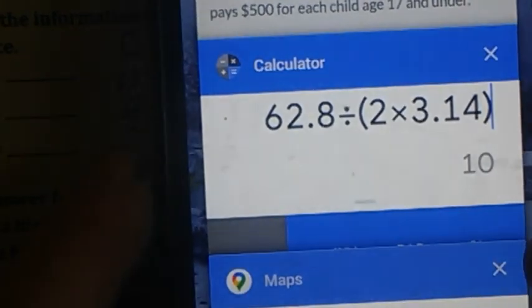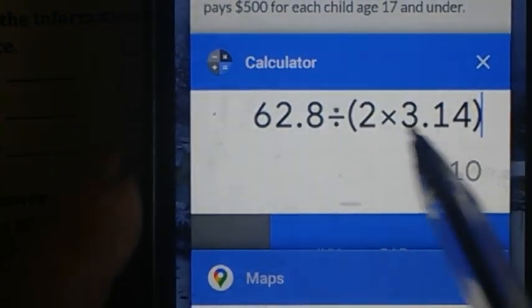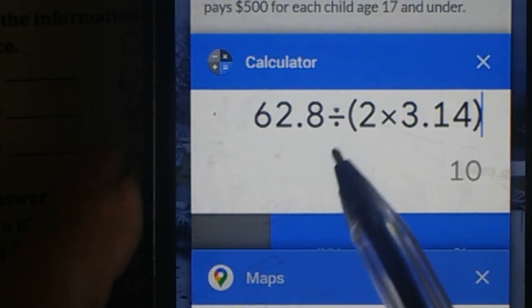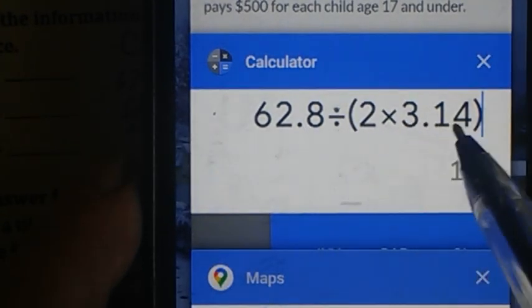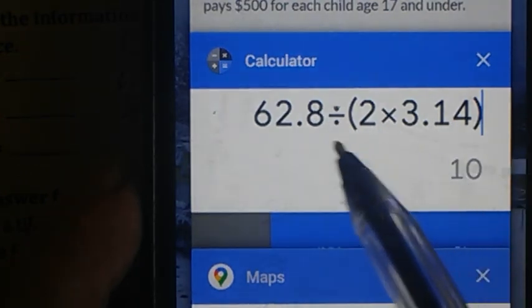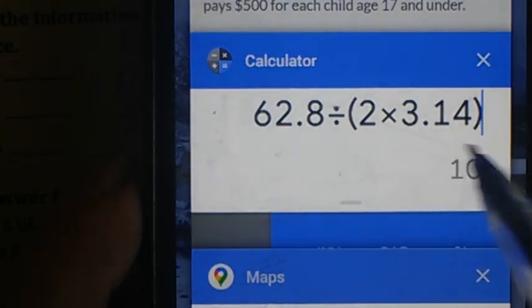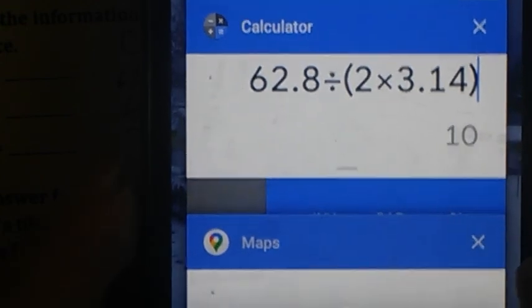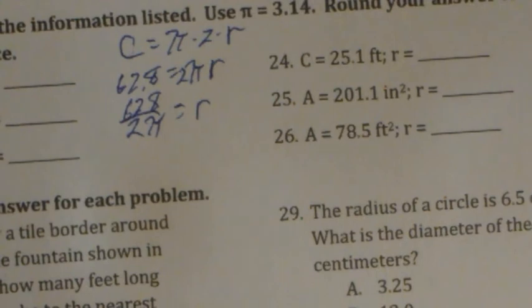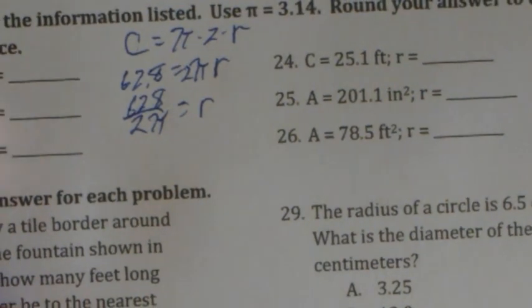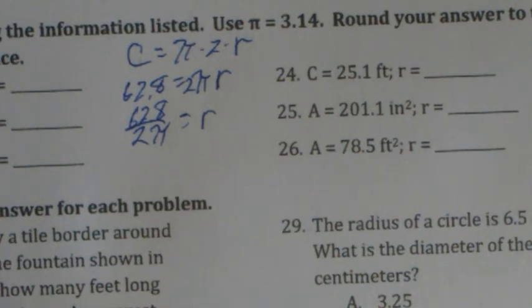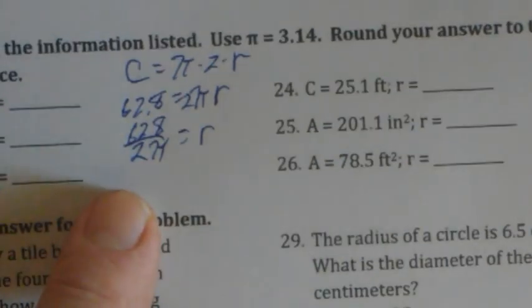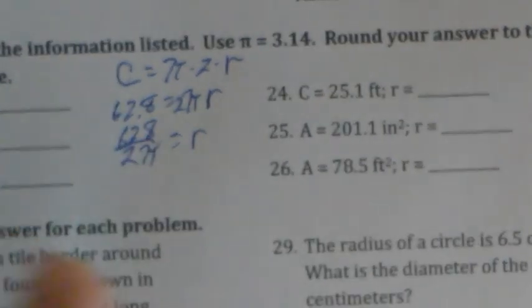I used parentheses, so I would multiply those first and then divide. You got to be careful when using a calculator. You don't want to put divide by 2 times 3.14 without the parentheses. You could put divide by 2 and divide by 3.14. That would also give you 10. Anyway, you can work more of these on your own. These all are kind of the same way. You start with your circumference, and you're going to end up dividing by 2 pi, as you did here.